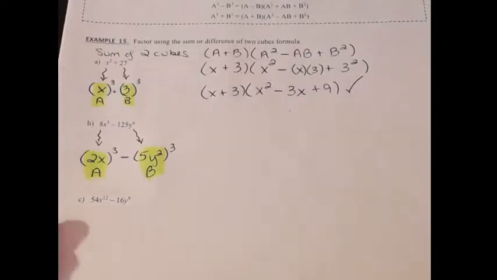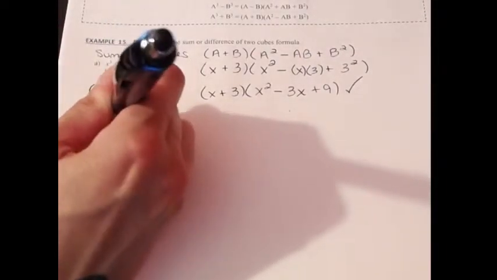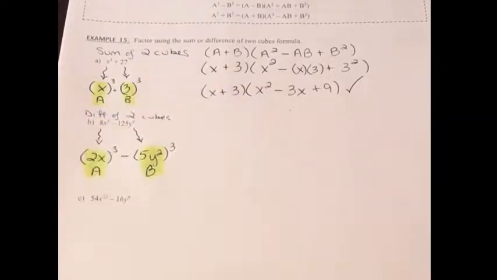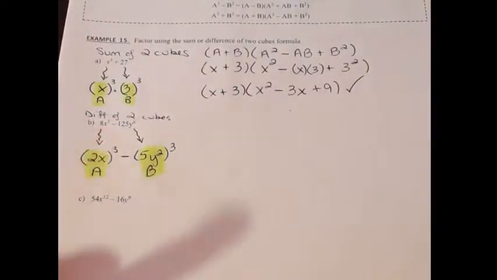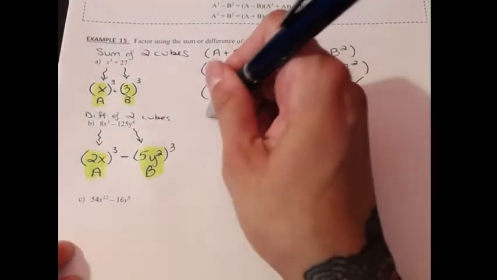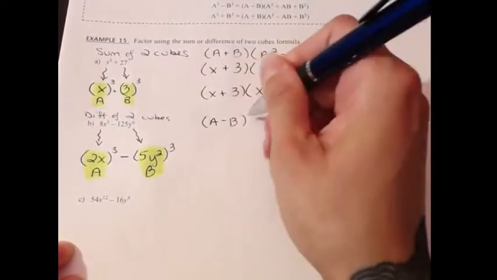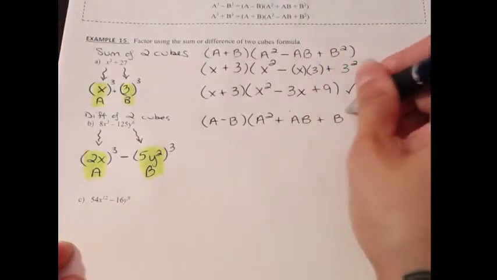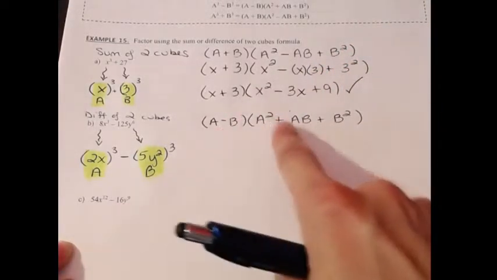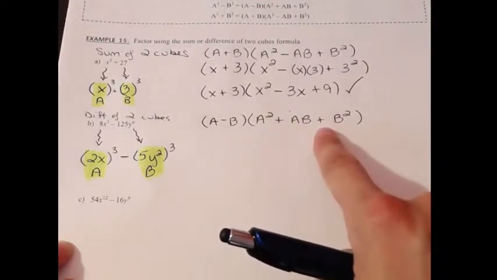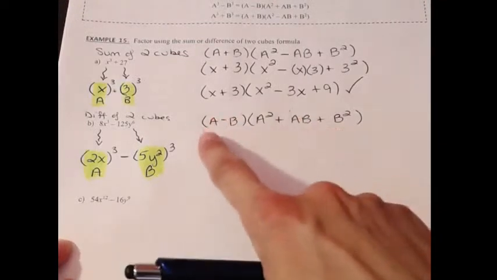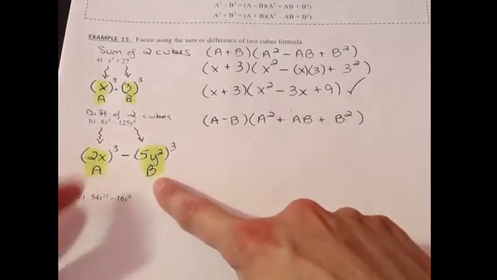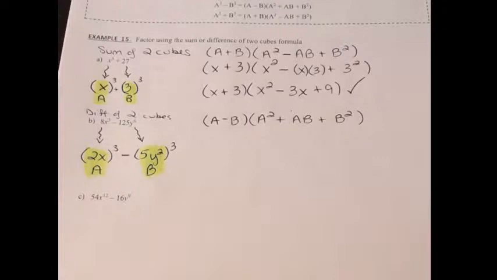We know that this is the difference of two cubes. It's the difference because it's minus, right? Simple enough. So the formula for the difference of two cubes: same, opposite, always positive. Same, opposite, always positive. Good. We have already figured out what A and B are. A is 2x, B is 5y squared. Carefully substitute each of these.